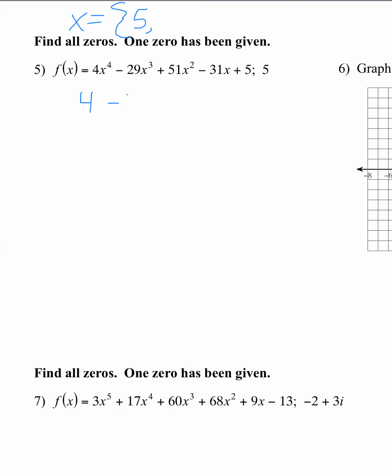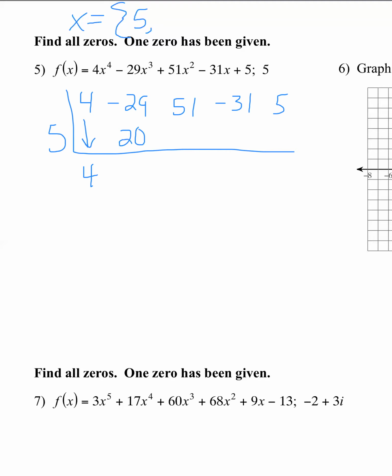4, negative 29, 51, negative 31, 5. And I'm going to plug in 5. So it's a negative 9, negative 45. That's going to be a positive 6, 30, negative 1, negative 5, 0. So that's a good sign that we ended with a 0 because we were supposed to. They told me that this works. So if I didn't get a 0 right there, then I messed up somewhere. But luckily we did, so we're good.